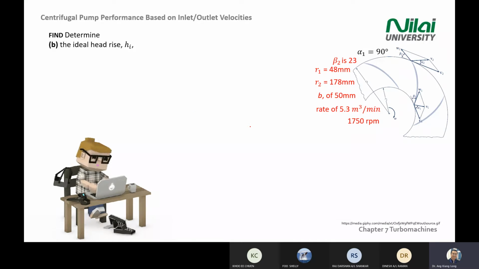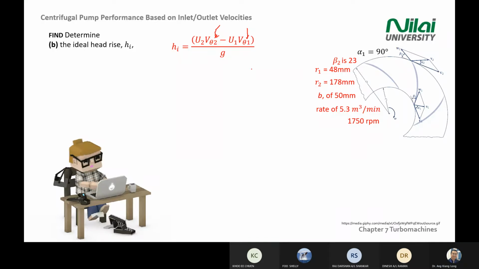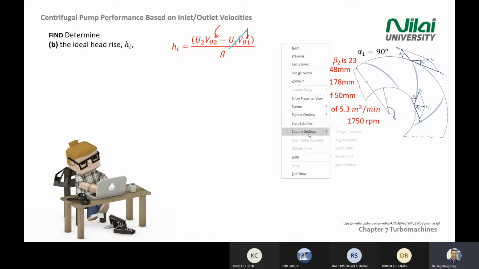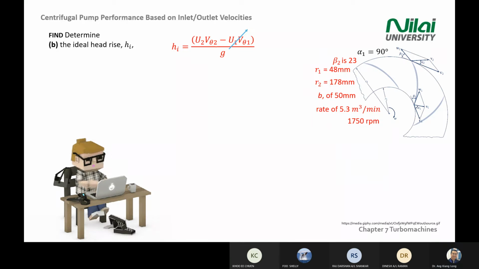Once you solve for the first component, then we go for the second component, which is the question asks us to find the ideal head rise, HI. So also there's an equation for ideal head rise. HI equal to the UV differences divided by G, U2 V2 minus U1 V1. And again, this one is tangential velocity. This one also divided by G. So as you can see, we are cancelling the V theta 1 because our alpha 1 is at 90 degree.